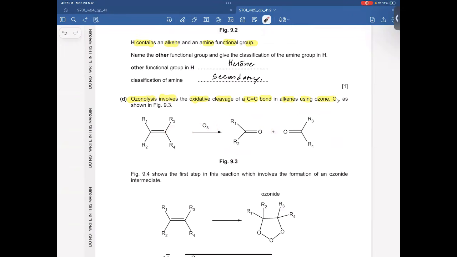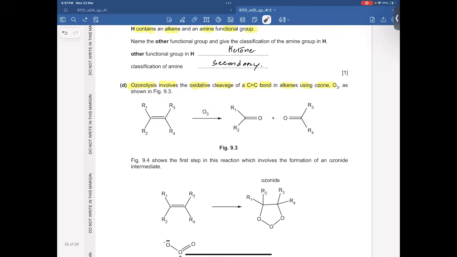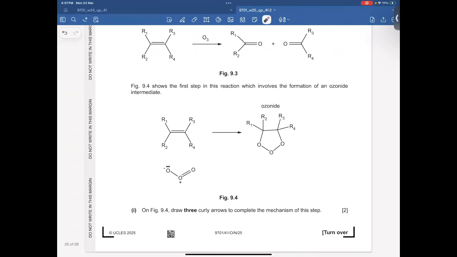Okay, because this reaction is exactly like hot concentrated KMnO4. When we have double bonded carbon, it will turn to ketone. So somewhat the same reaction, but from a different perspective. You need to understand this. They said it shows the first step in this reaction which involves the formation of ozonide intermediate. So they are saying to do these two reactions and make this.